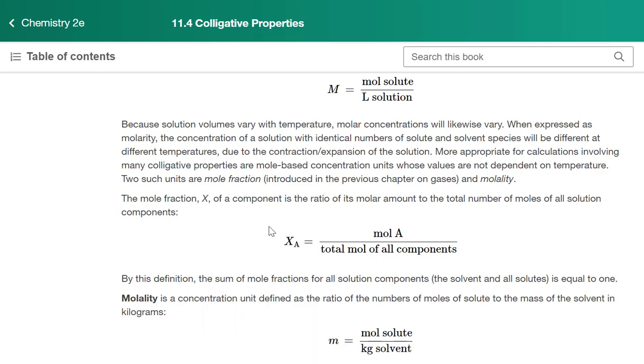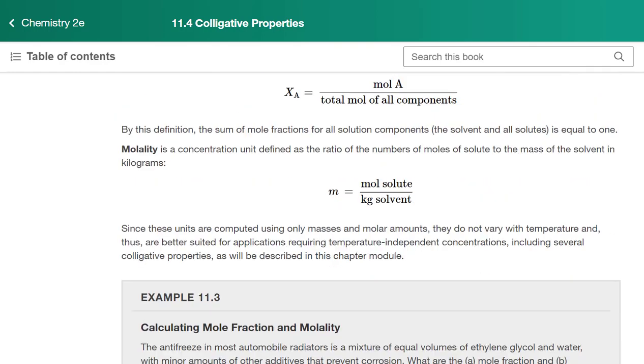So mole fraction is defined as moles of a particular component of the mixture that we care about, divided by the total moles of all the components within the mixture. So we would use the symbol X to represent mole fraction, and then the subscript A is referring to which of the components of that mixture we're concerned with. So moles of one thing divided by all of the moles of all of the things. Okay, so that's mole fraction.